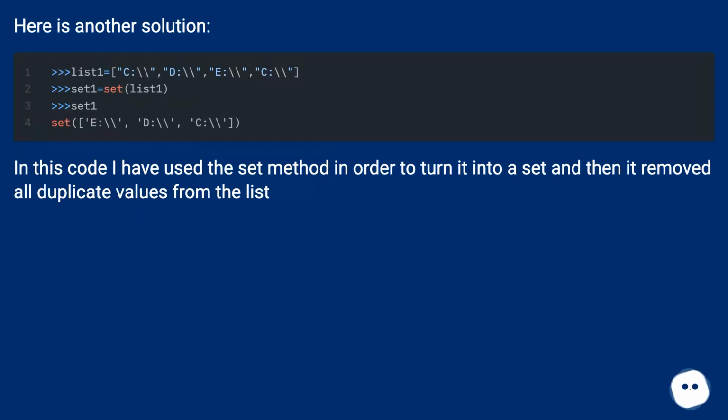Here is another solution. In this code, I have used the set method in order to turn it into a set, and then it removed all duplicate values from the list.